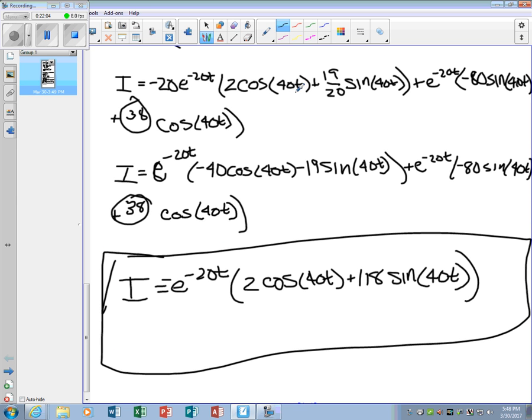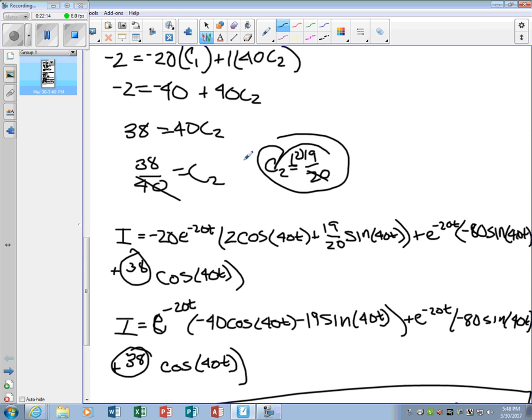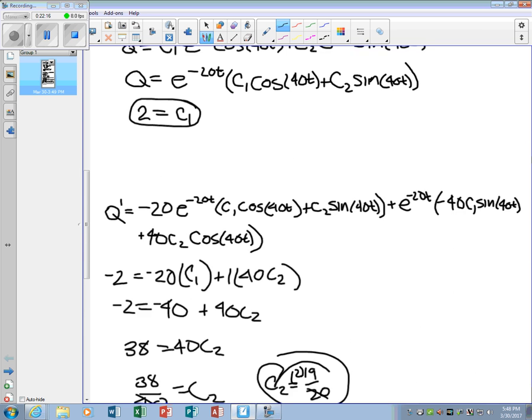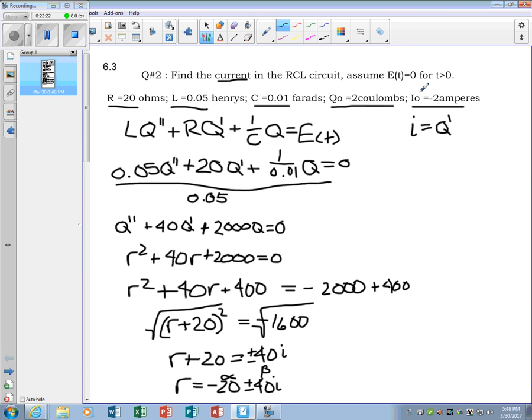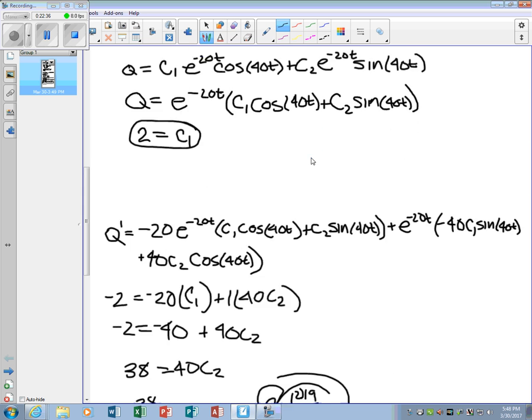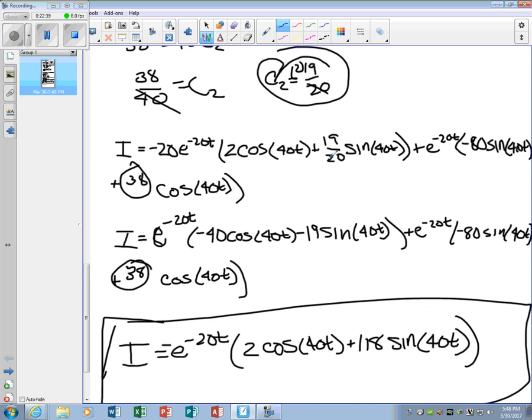If you have any questions or corrections, sorry that it got a little convoluted, a little crazy in there. But ultimately, just remember to find your values and remember what you're looking for. For this question, it's important to remember that you're not looking for Q, you're looking for I. Current is I, and charge is Q. So we just have to remember what we're looking for so that when we go through, we actually find the right answer.